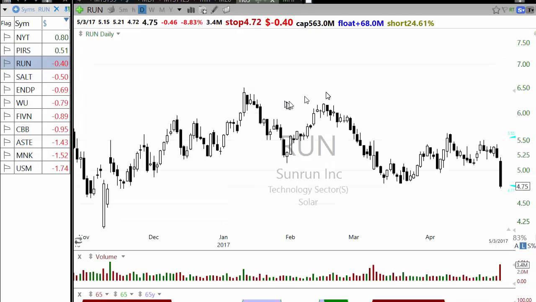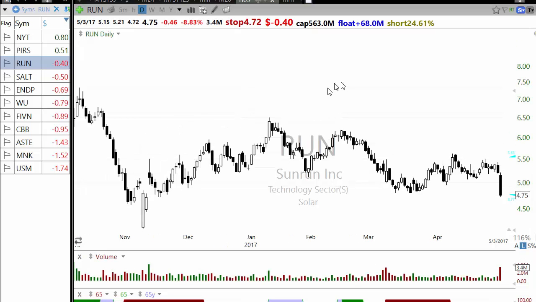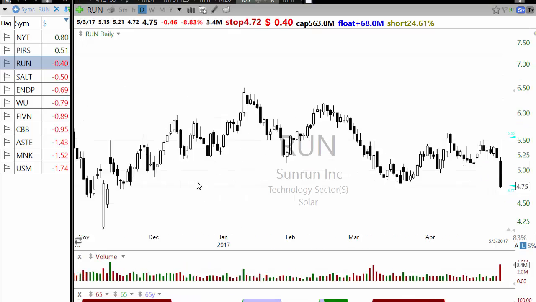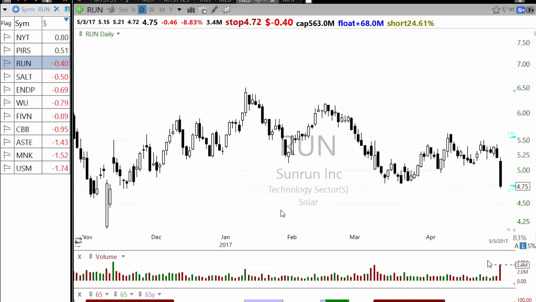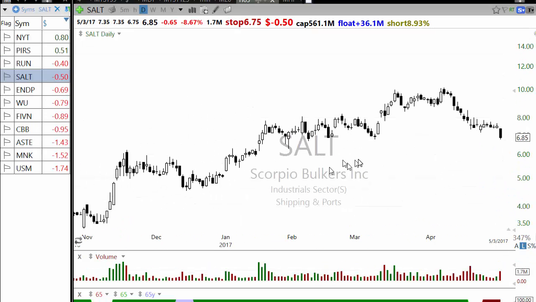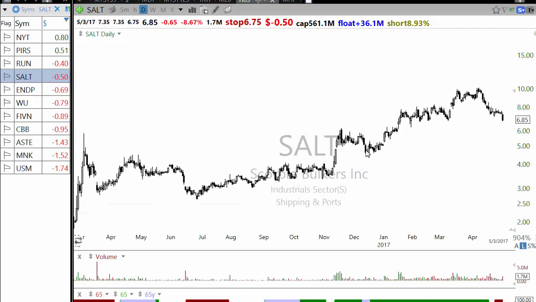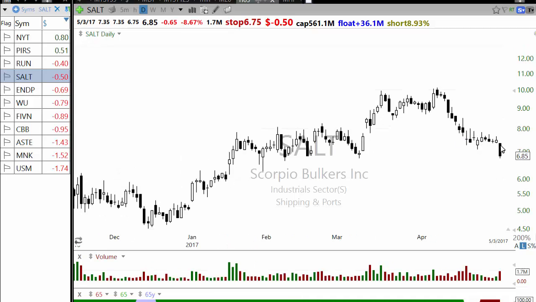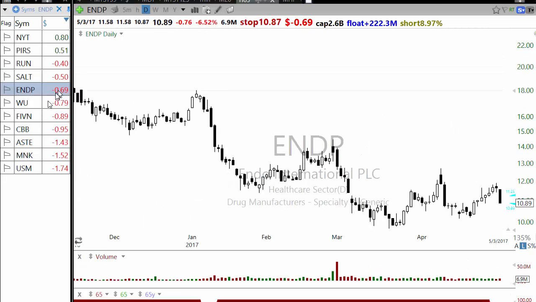On the short side, you had a lot more stocks which are breaking down. Some are weaker stocks which are further breaking down, like your Sunrun, which had a breakdown on high volume. Scorpio Bulkers, a lot of stocks which had these kind of moves, are now starting to break down. And this is the first leg of the move. This is a small bearish flag and breakdown, and you see volume was high on this.